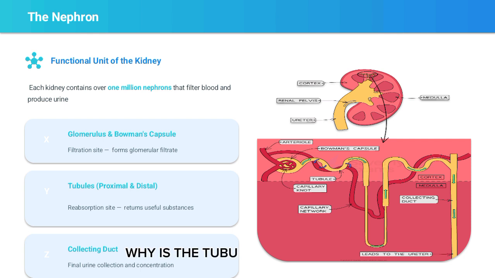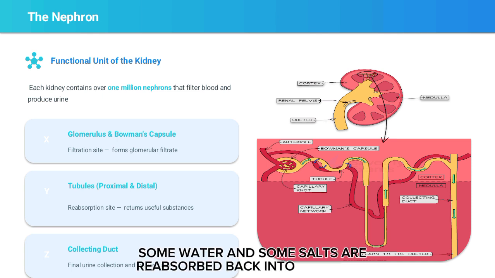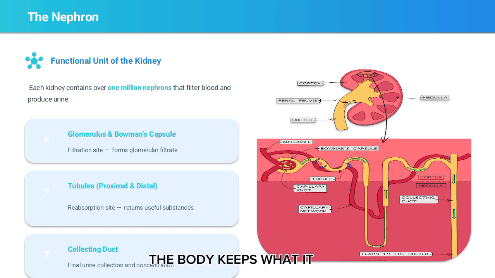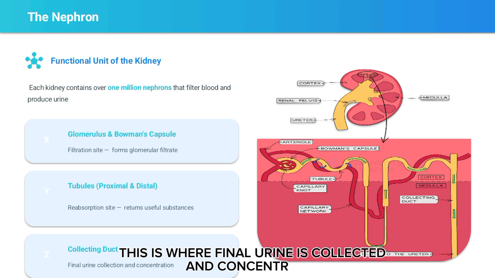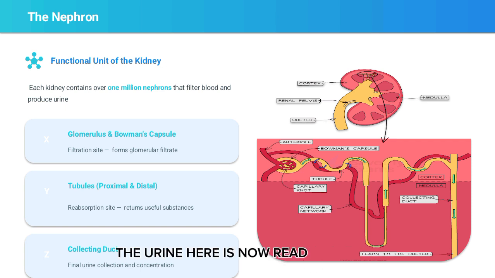Y is the tubules, specifically the proximal and distal tubules. This is the reabsorption site. As the filtrate flows through these tubes, useful substances like glucose, some water, and some salts are reabsorbed back into the blood. The body keeps what it needs. Z is the collecting duct. This is where final urine is collected and concentrated. The urine here is now ready to travel to the pelvis, then to the ureter, and finally to the bladder.